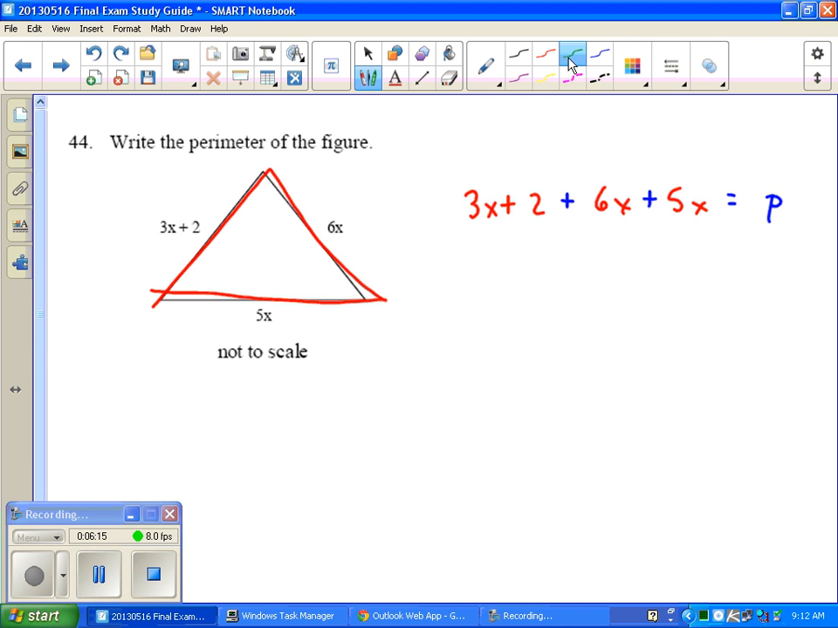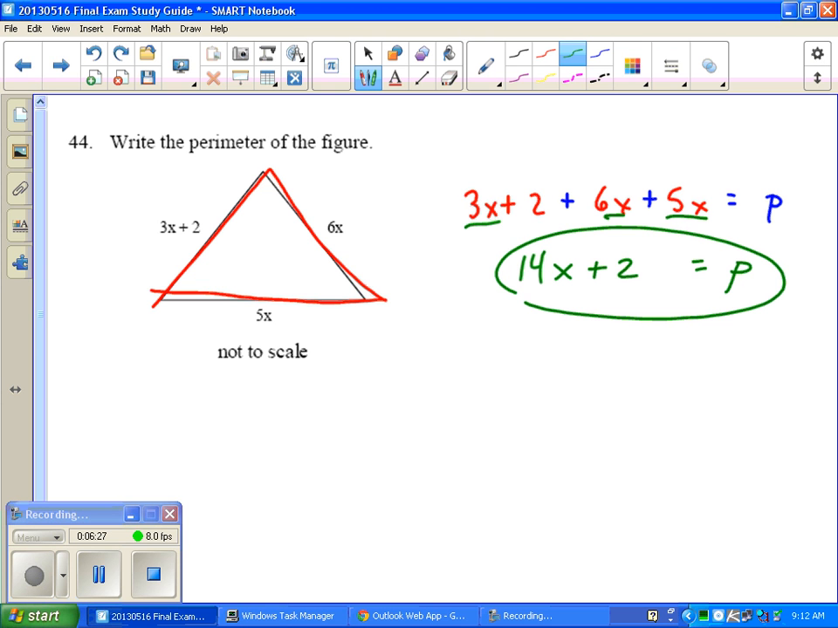All we can do at this point is combine our like terms. 3x plus 6x is 9x, plus 5x is 14x, plus 2 would be equal to your perimeter. That's really all we can do for that problem, since there's no other information available to us.